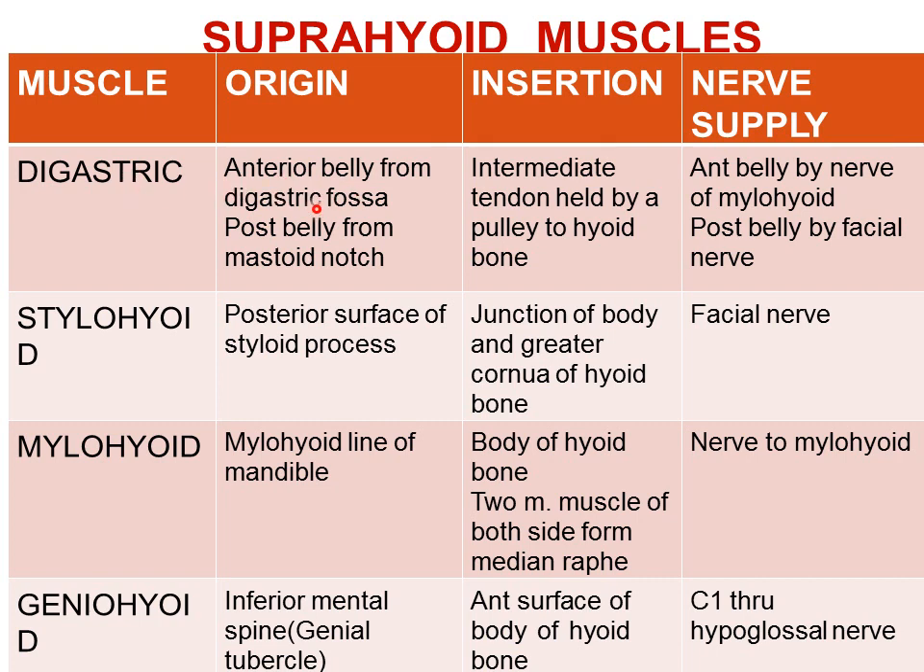Origin: the anterior belly from the digastric fossa and the posterior belly from the mastoid notch. Remember, this digastric fossa is at the mandible and the posterior belly is from the mastoid notch, that is at the mastoid process. Insertion: they have a common insertion, that is the intermediate tendon held by a pulley to the hyoid bone. Nerve supply: the anterior belly is supplied by the mylohyoid nerve, whereas the posterior belly of the digastric is supplied by the facial nerve.